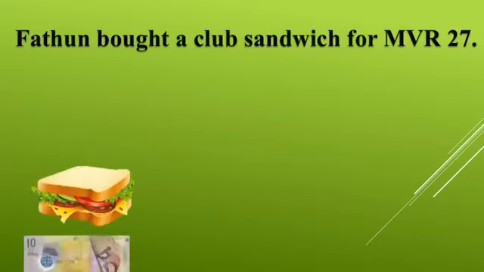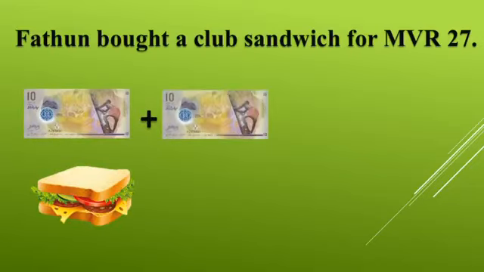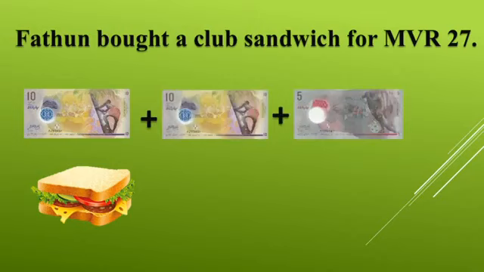Fatun bought a club sandwich for 27 rupiah. So Fatun adds 2 notes of 10 rupiah, 5 rupiah and 2 rupiah. So in total we get 27 rupiah, right? So this is the one way we can partition 27 rupiah. So let's look at the second example of how we can partition 27 rupiah.